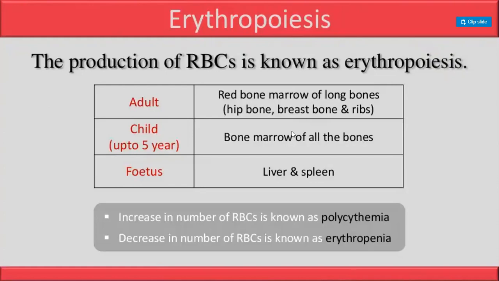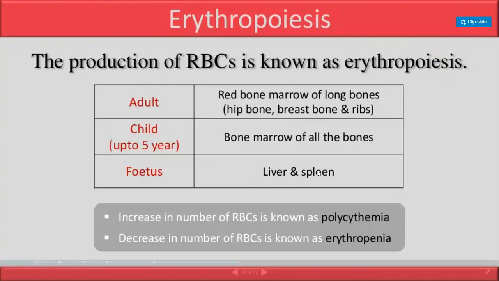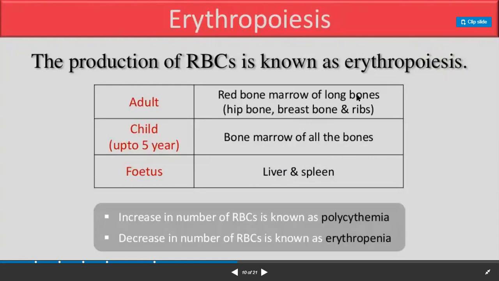And then in a fetus, a baby that is still in the womb that is not yet born, erythropoiesis takes place in the liver and in the spleen. Now pay attention to this. In a fetus, there are no strong bones yet. There are no bone marrows yet. So it is the liver and the spleen that produce the red blood cells. But in an adult, it is the red bone marrow of long bones. In a child, it is the bone marrow of all bones. But at the same time, in an adult, red blood cells are destroyed in the spleen. In a fetus, the spleen produces. In an adult, the spleen destroys. Okay, so pay attention to that.